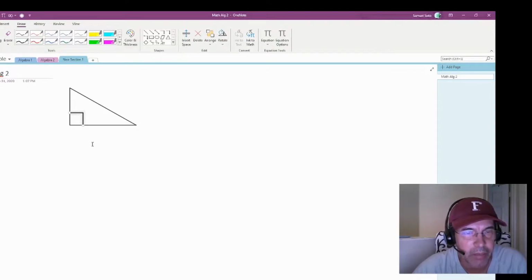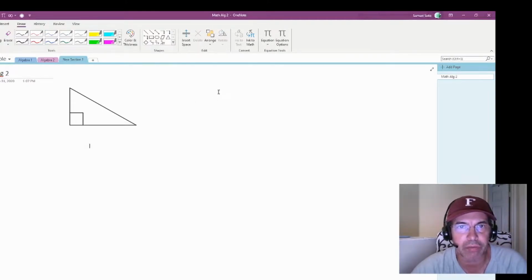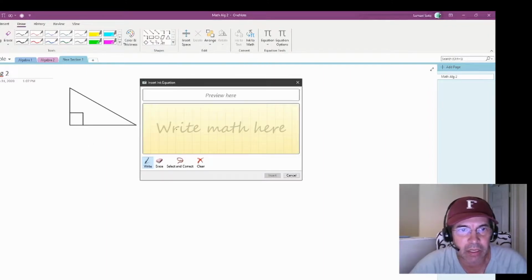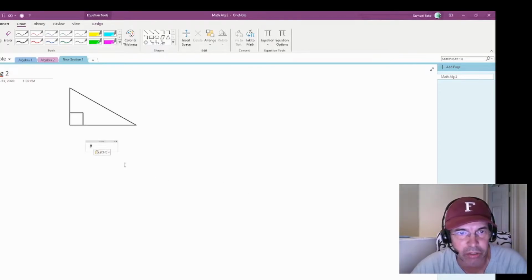Extend the line this way. And then we could start labeling the triangle. We want to talk about trig functions, so we need to label some parts of it. For example, I want to call this angle theta. I can do ink to math here and just draw what looks like a theta, and it recognizes it, and then I just insert it, and then I could just move it right into the position I want, click away, and it goes there.